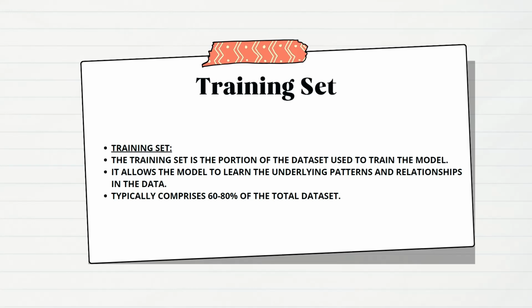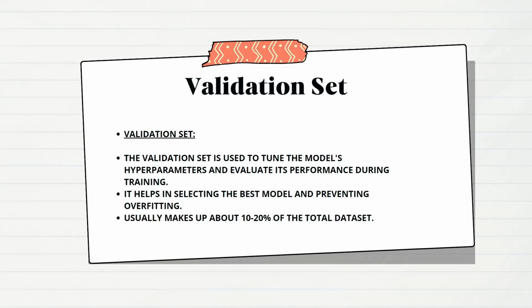At first we're going to talk about the training set. The training set is the portion of the data set used to train the model. It allows the model to learn the underlying patterns and relationships in data. Typically, it comprises 60% to 80% of the total data set. Moving on to the validation set: it is used to tune the model's hyperparameters and evaluate its performance during training. It helps in selecting the best model and preventing overfitting. It usually makes up about 10 to 20% of the total data set.